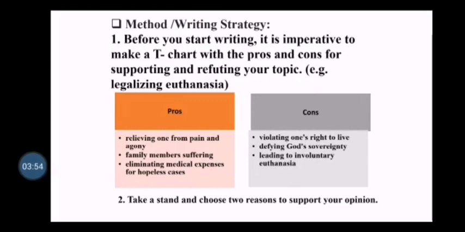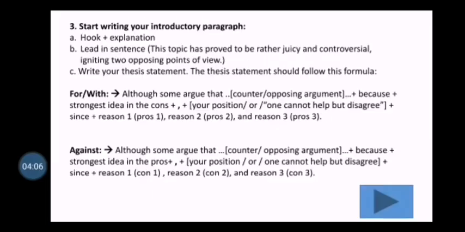Now, after filling the T-chart, you have to take a stand and choose the 2 strongest points to support it, and the strongest point that supports the opposing argument to refute it. Now that you've brainstormed, taken a stand, and chosen the 2 strongest points that support your position and the strongest point that supports that of the counter-argument, it is time to prepare your introductory paragraph. What should your introductory paragraph include?